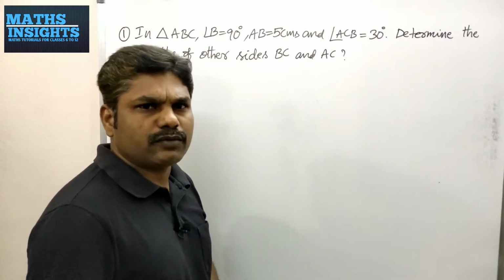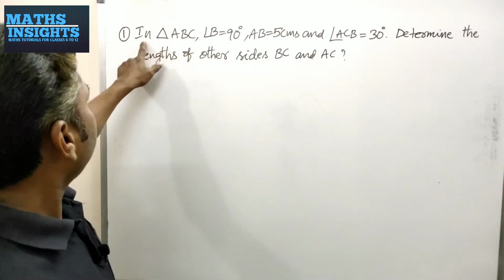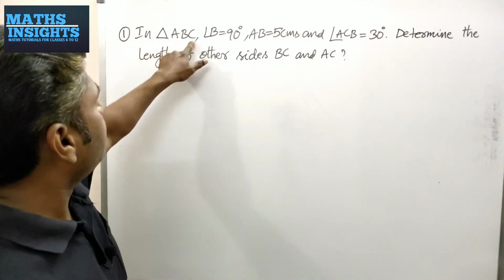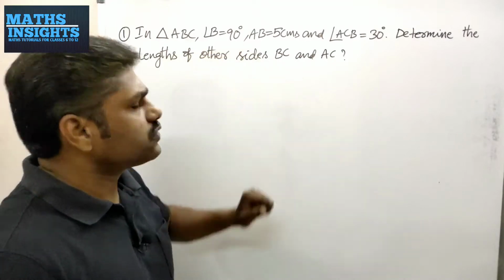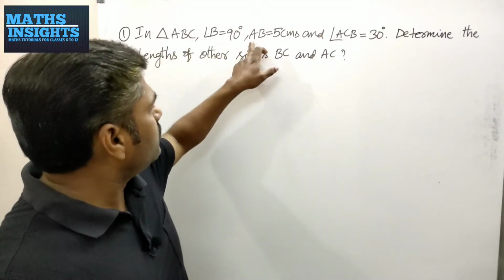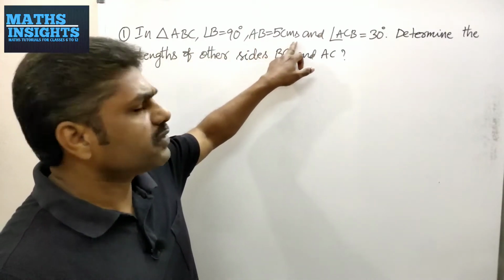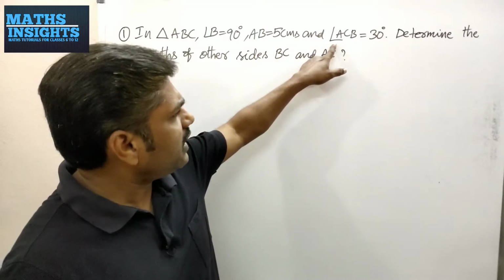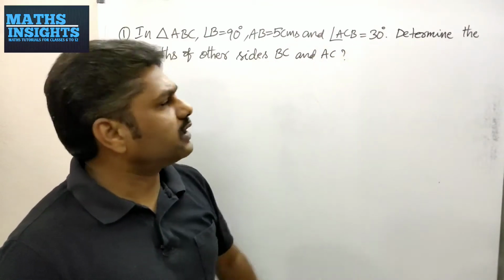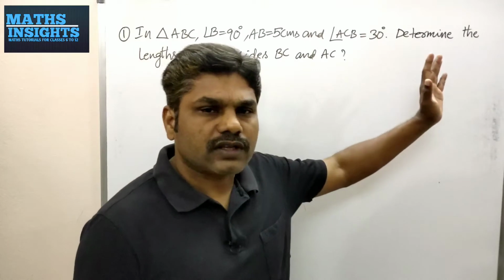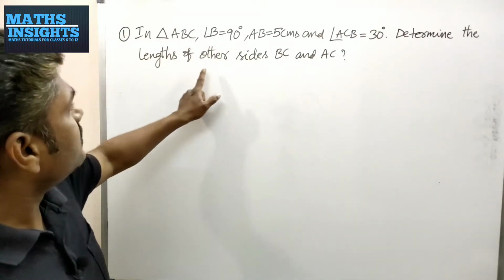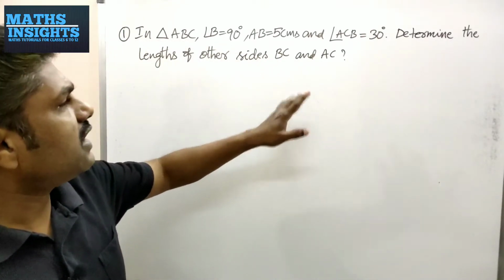This is the first problem. In this first problem, it is given that in triangle ABC, angle B is equal to 90 degrees. And they have given the length of AB as 5 centimeters and saying that angle ACB is equal to 30 degrees. Then they are asking to determine the lengths of other sides BC and AC.